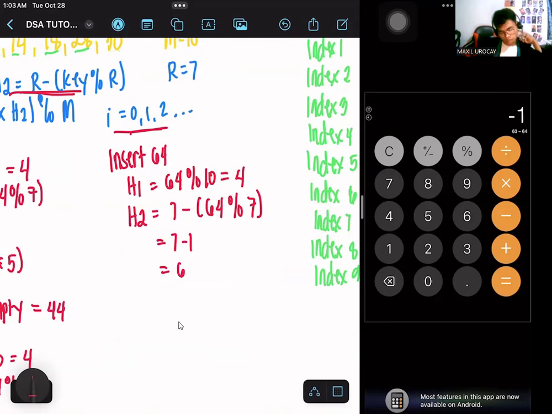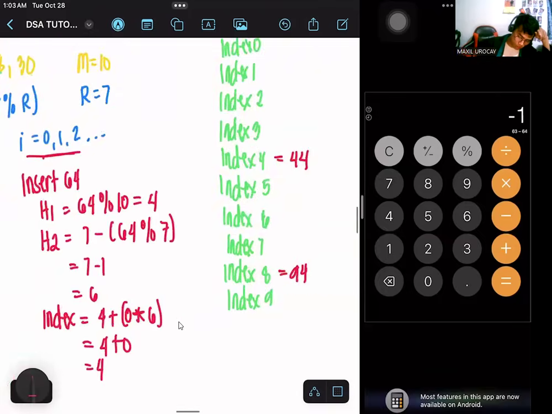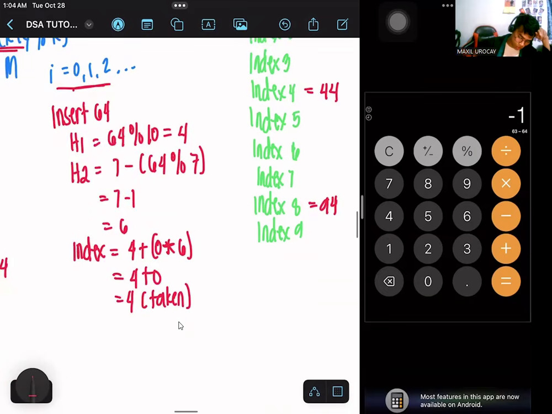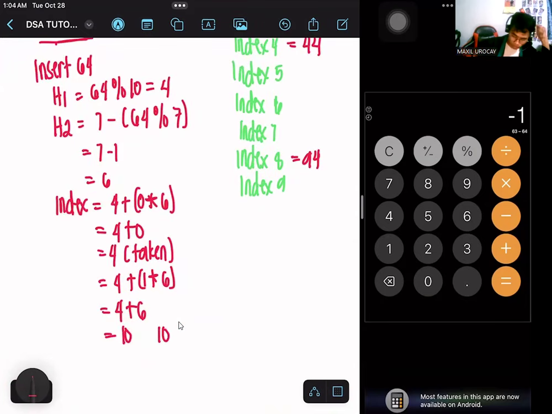Now, calculating the index, your index is 4, plus 0 times 6, your hash 2, that is 4 plus 0, that is 4. 4 is taken, so therefore you have to proceed. So you will proceed to 1 times 6. So it will become 4 plus 6, it will become 10. So 10 is actually more than the value of your bucket.